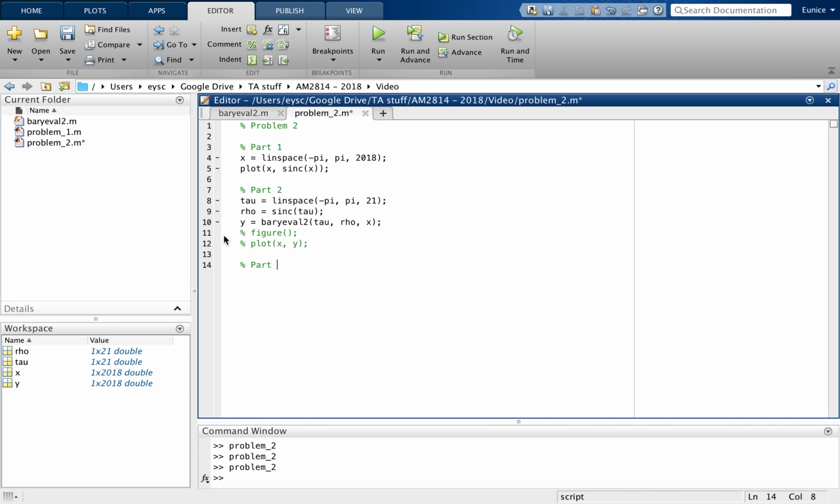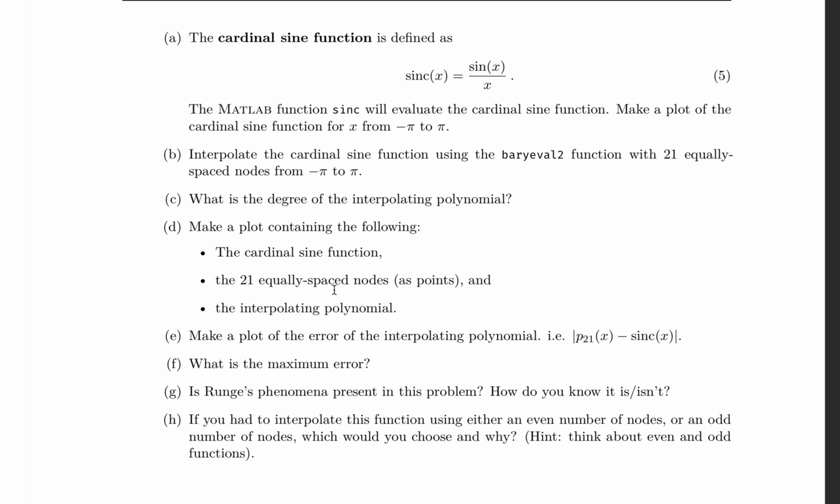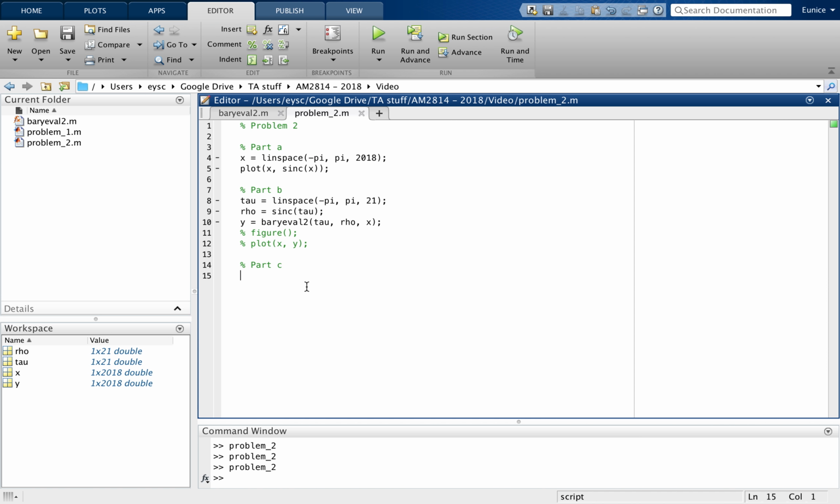So let's move on to part C. I don't know why I said part 1 and 2, but let's just go ahead and change that. So what does part C ask? What is the degree of the polynomial? That is just a theoretical question. The degree of the polynomial is always n minus 1, so the number of points minus 1.